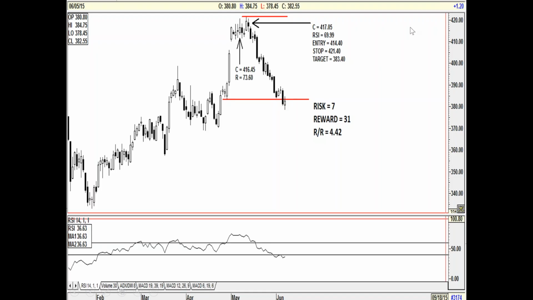There is no difference between the RSI. I am only talking about the bars. Risk is 7 rupees. Reward is 31. Risk reward ratio 4.42. Just consider the bars. Do not consider the RSI thing.